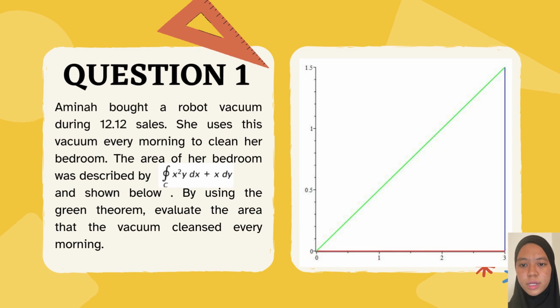Question 1. Amina bought a robot vacuum during the 12/12 sales. She used this vacuum every morning to clean her bedroom. The area of her bedroom was described by the integral of x squared y dx plus x dy and shown below. By using Green's theorem, evaluate the area that the vacuum cleans every month.